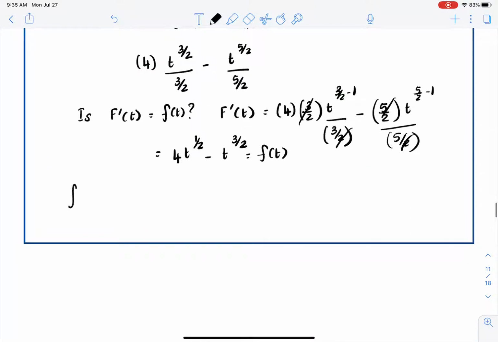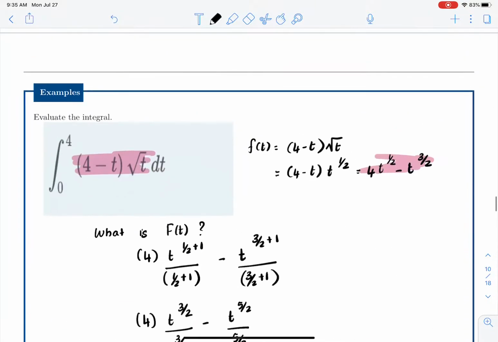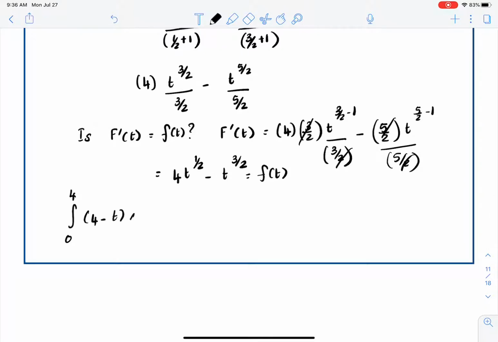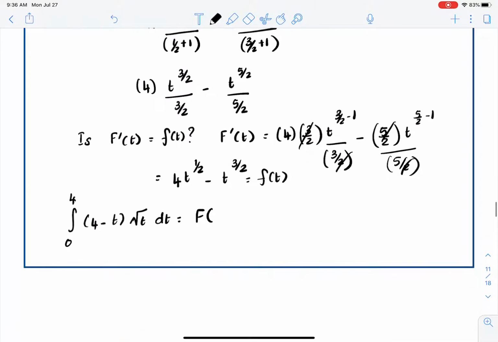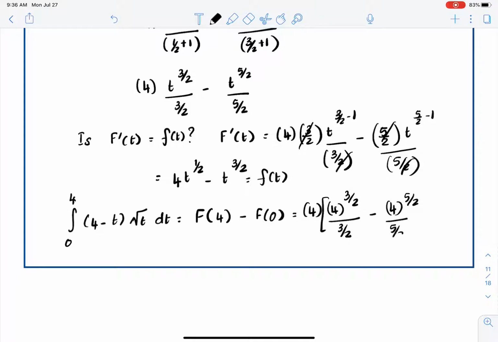So the integral from 0 to 4 of 4 minus t, times the square root of t dt, would simply be equal to uppercase F evaluated at 4 minus uppercase F evaluated at 0. So we have those values: 4 times 4 raised 3 over 2 over 3 over 2 minus 4 raised 5 over 2 over 5 over 2. The lower limit would simply give us 0 raised 3 over 2 over 3 over 2 minus 0 raised 5 over 2 over 5 over 2.